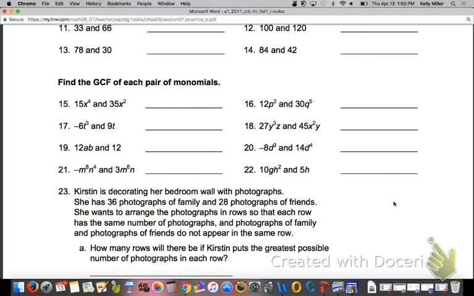All right, number 21. Here I have a -1 coefficient. Here I have a 3. Do I have a number that's a GCF? No, so it'll be 1. Now look at your m. What's your smallest m exponent? What's your smallest n exponent? 1. Good.